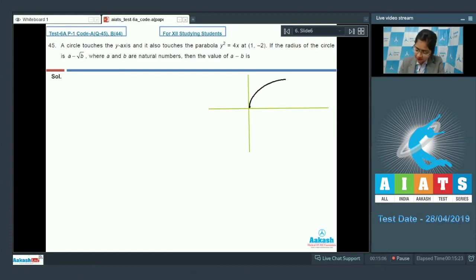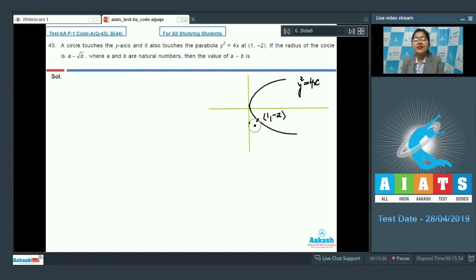This is the curve y square equal to 4x, and it has been given that there is a circle which is touching the y-axis and is also touching the parabola. So let us say this is the circle and this point is (1, -2). It can be seen that if I draw the equation of the normal at (1, -2), then it will be passing through the center of the circle.